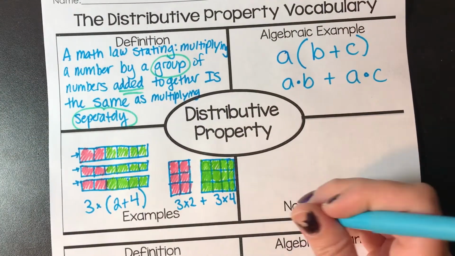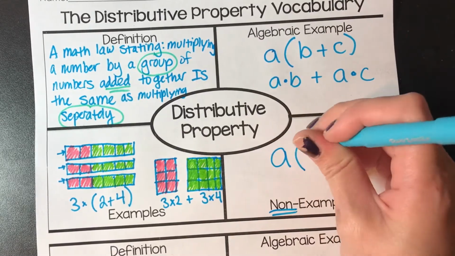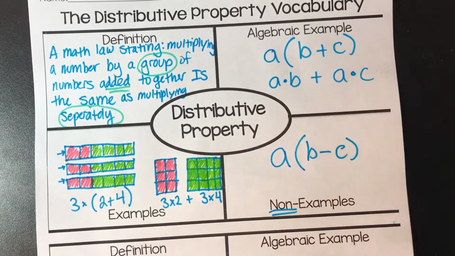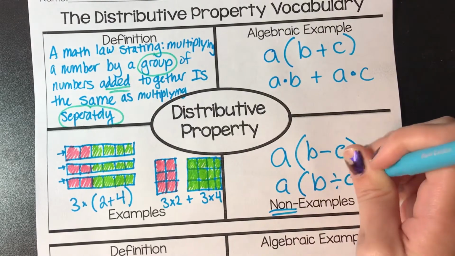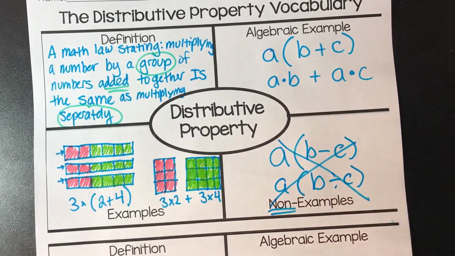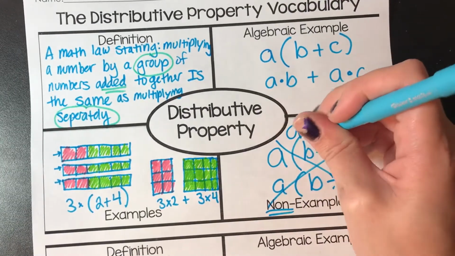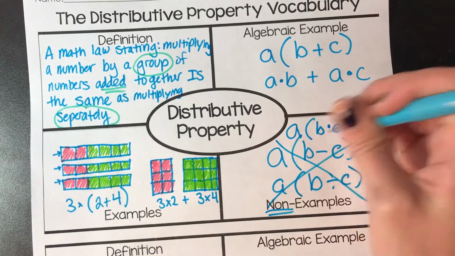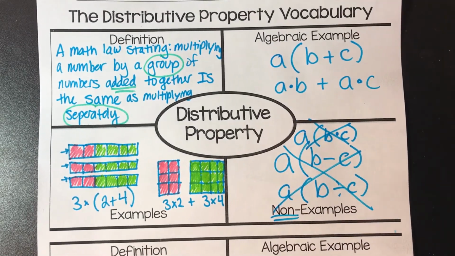I want to point out a non-example. One really big one is you will not see distributive property using subtraction, and you will not see distributive property using division. That's not going to happen. It's only when they're adding. I guess we could also say they can't be multiplying inside. That is also a non-example. So make sure you have all this. Pause if you need to.